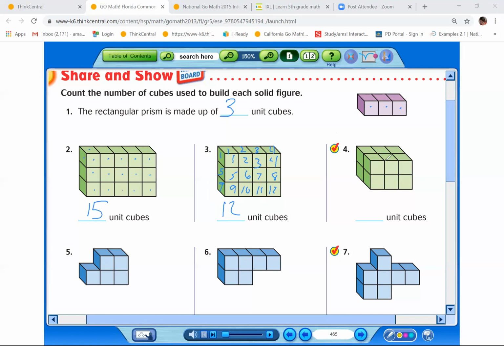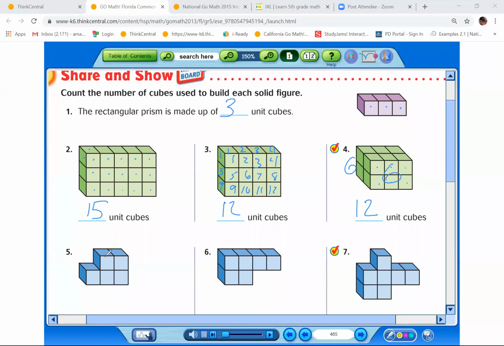All right, let's count this one. 1, 2, 3, 4, 5, 6. I know that there are 6 here. So how many are going to be behind? Another 6, absolutely. So 6 and 6 is going to be 12. And these are called regular prisms. So they're rectangular prisms. They're a regular shape. But these are not prisms because they're irregular shapes. So we have regular and irregular.